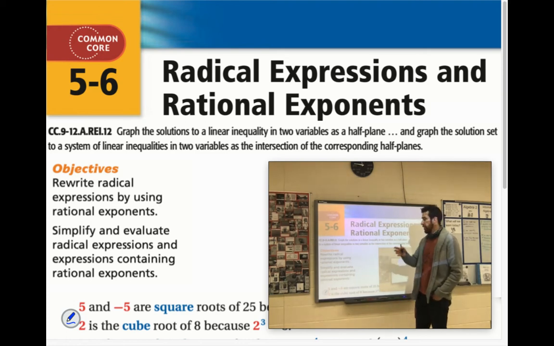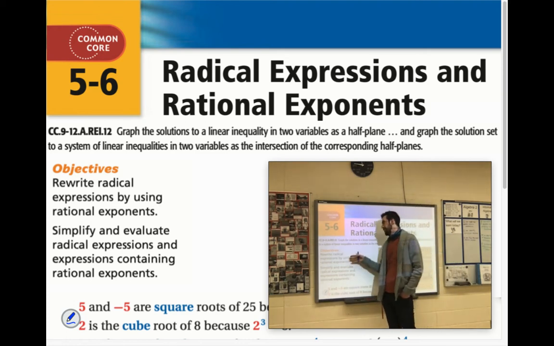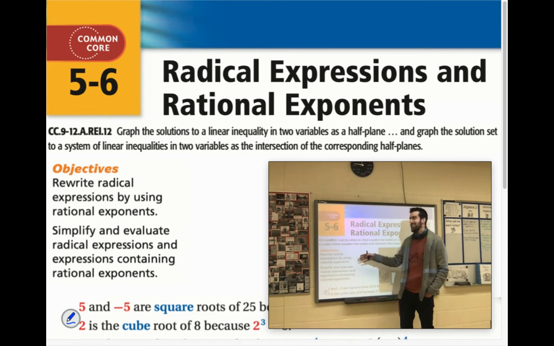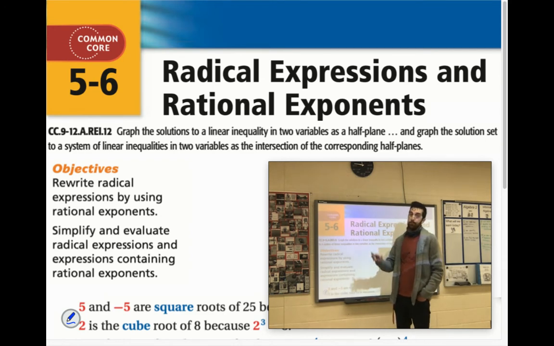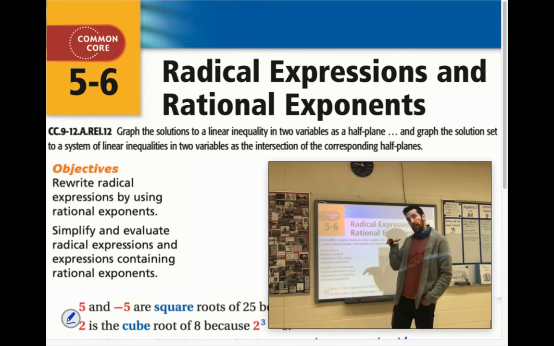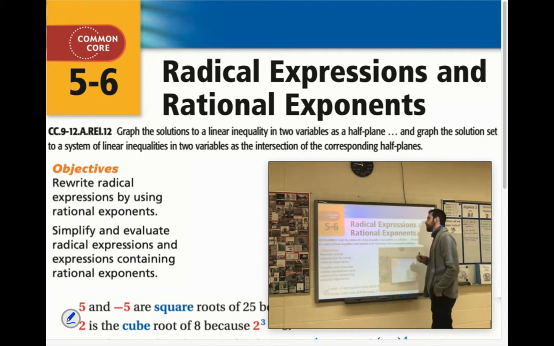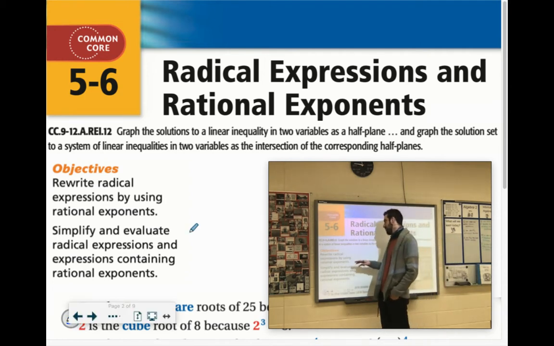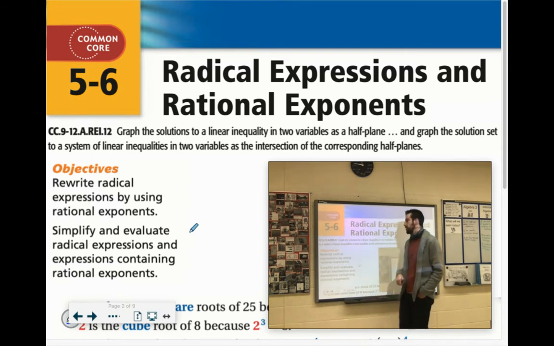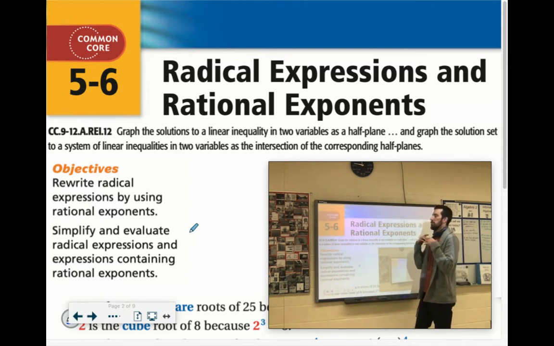Hello, loves. All right, today we're going to rewrite radical expressions by using rational exponents. That just means you're going to have an exponent like 5 to the 3/4. We're also going to simplify and evaluate radical expressions and expressions containing rational exponents. We got into this a little bit with the square roots last week, and this just kind of takes it to other roots.